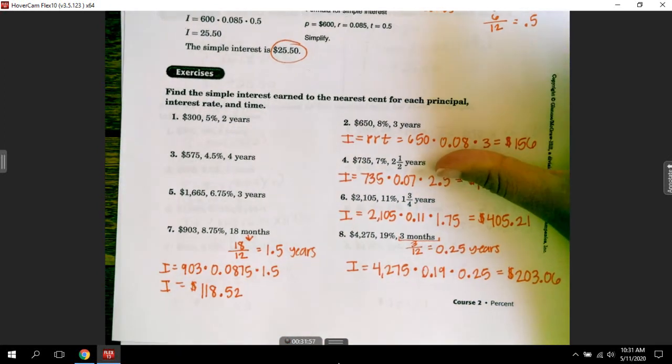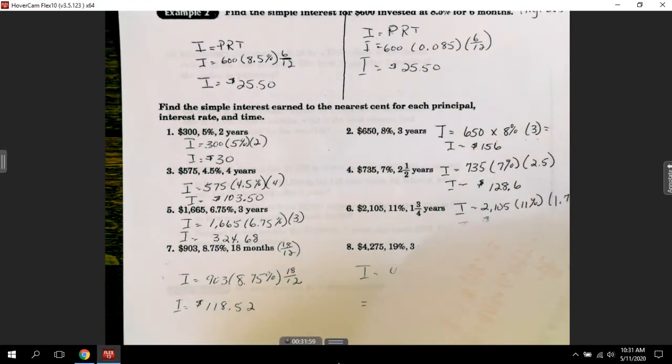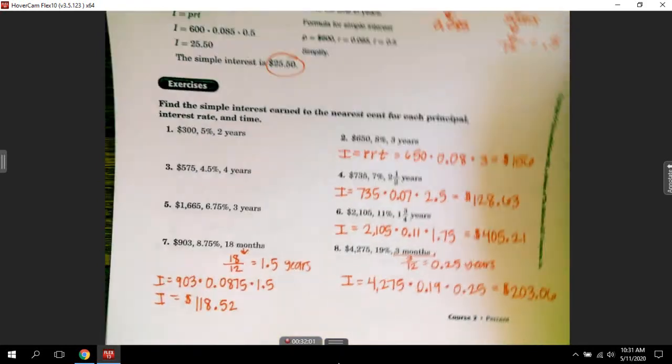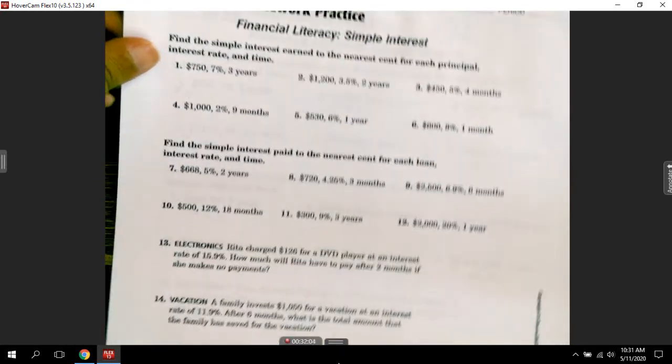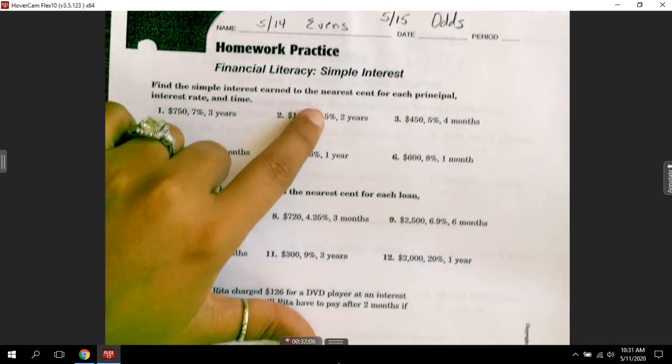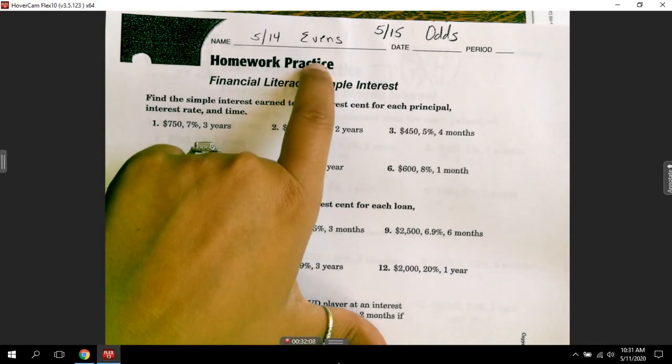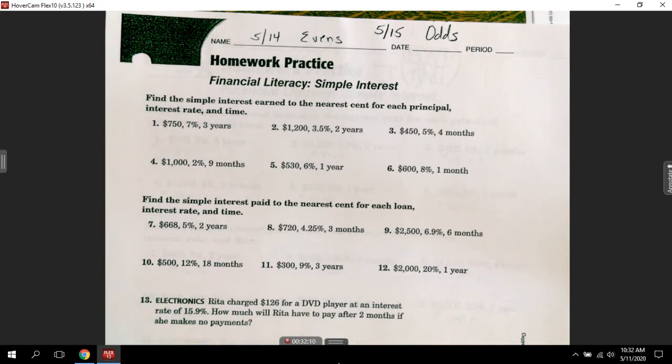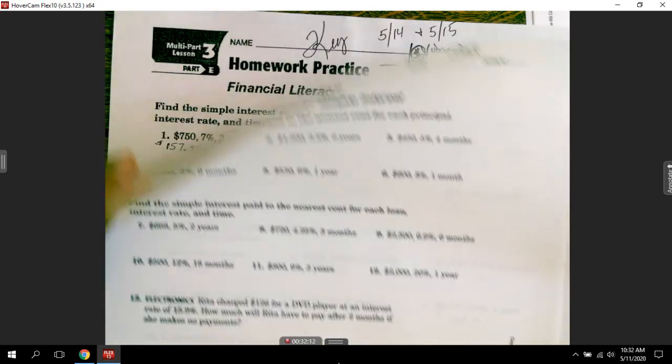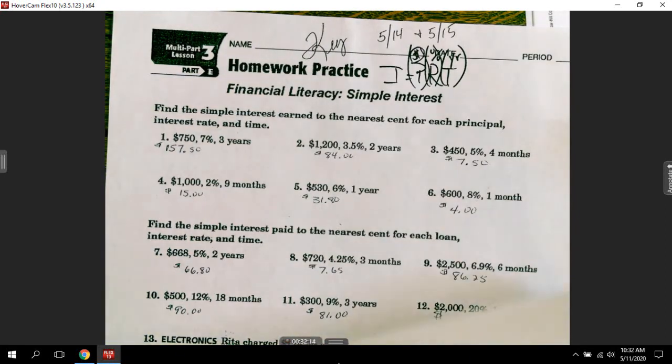But that is your notes for Wednesday. And then your work Thursday is going to be all of your even numbers. And then Friday is going to be your odd numbers. And then you're done. That's all you have, okay? And that's your answer key to check your answers.